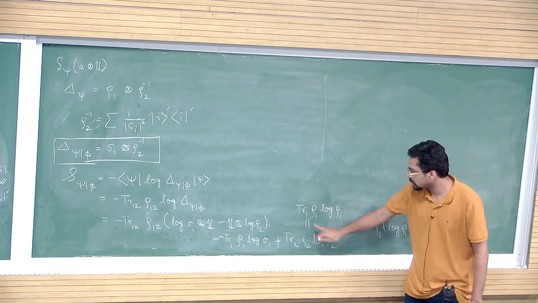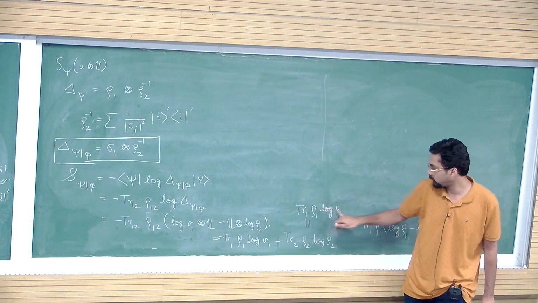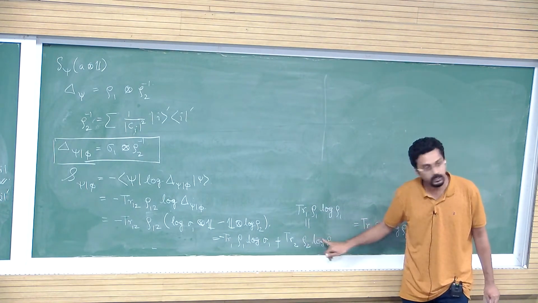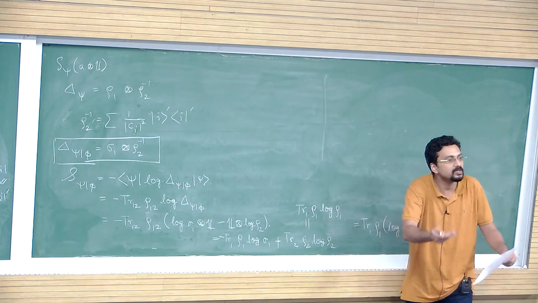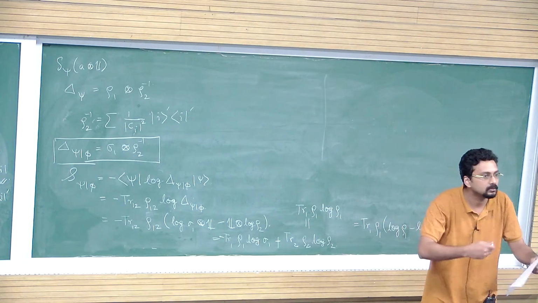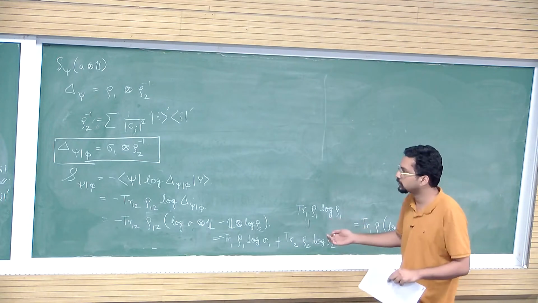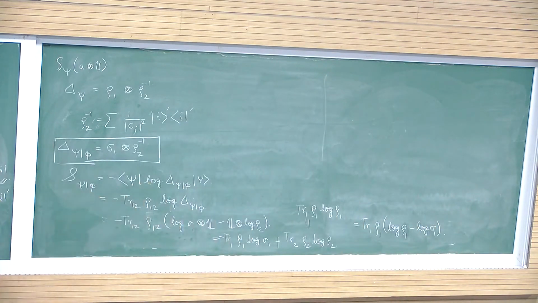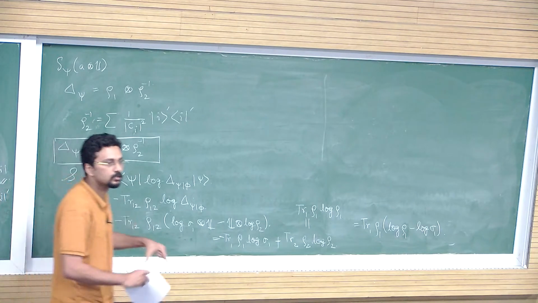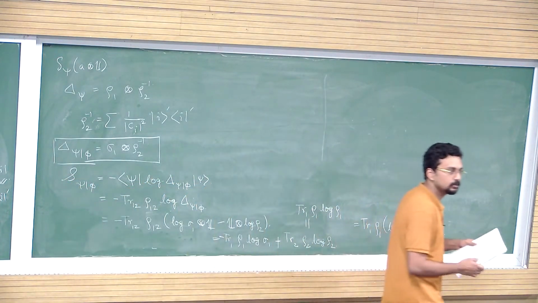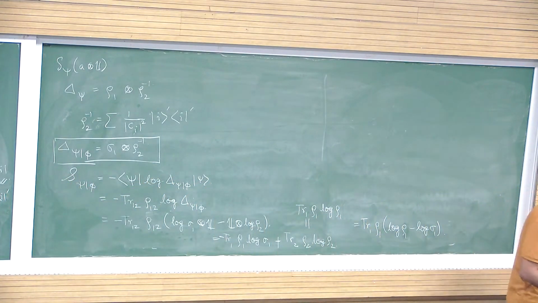See, this is trace over 1 of rho 1 log rho 1. This has to be equal to this because it's the same system, just twice. Look at this object. Rho 1 and rho 2 are essentially the same thing, right? They are conjugates of each other. You should think of it that way.